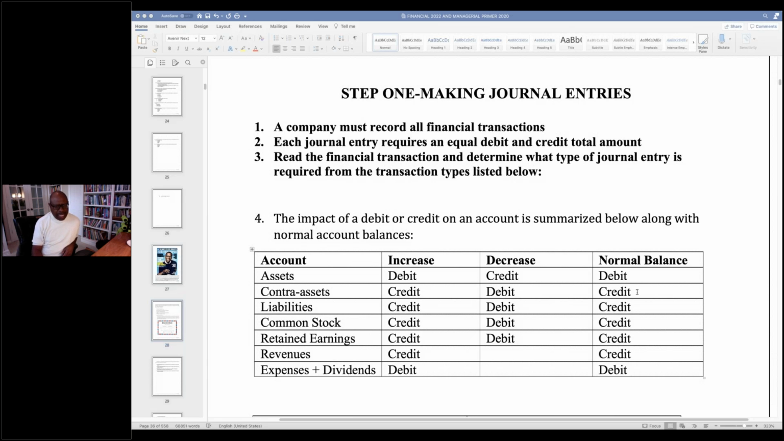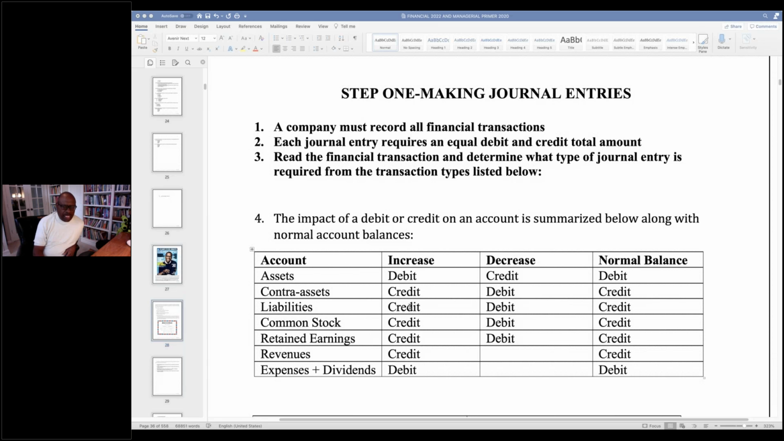What's an example of a contra asset account? Anybody? Repeat that again. What's an example of a contra asset? Depreciation expense on auto. Well, accumulated depreciation is the account, Kayla. So remember, the asset has a debit balance, but we don't impact the cost of the asset. We put it in a credit account, and we'll look at that in a few minutes.